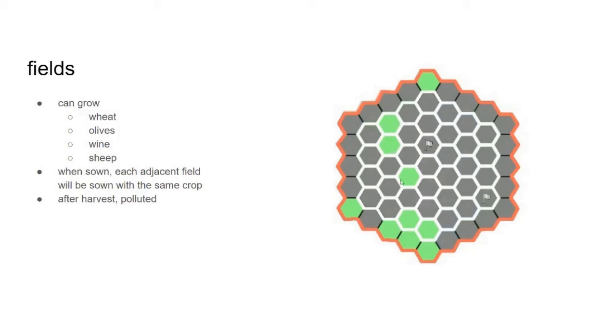So if you sow a sheep here, you're only going to have 1 hex with sheep on it because there are no fields adjacent. Whereas if you sow a sheep down here, you'll end up with 4 sheep hexes because there's 3 fields adjacent plus the one where you had originally sown the sheep.